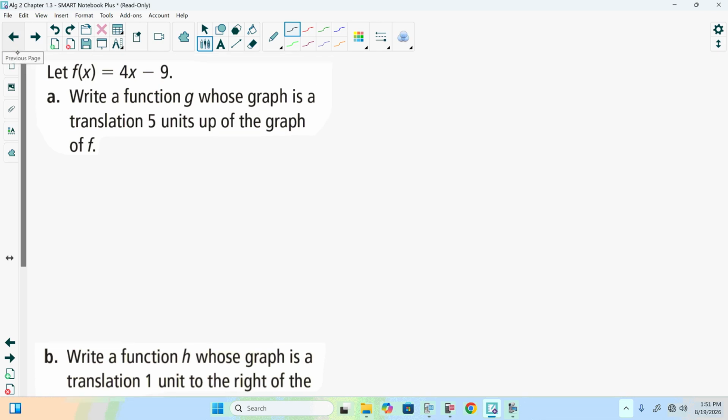So on your note sheet, you do need to have f of x equals 4x minus 9. And the only other thing I would have is that we have translation 5 units up. Write a function g whose graph is a translation 5 units up of the graph of f. Vertical translation, up and down.